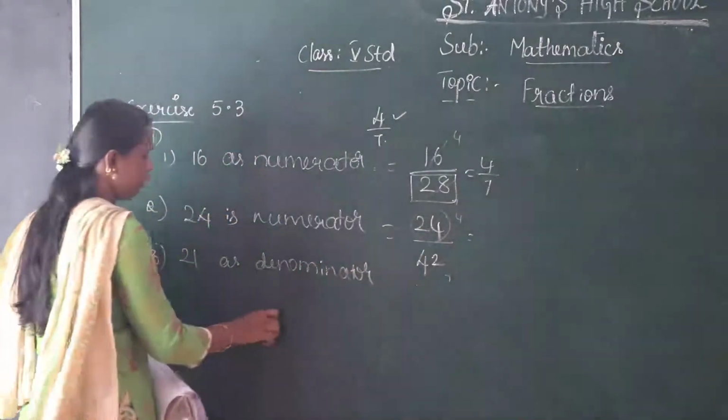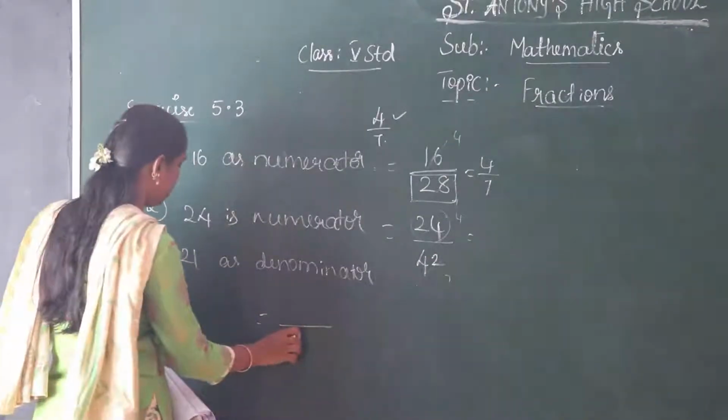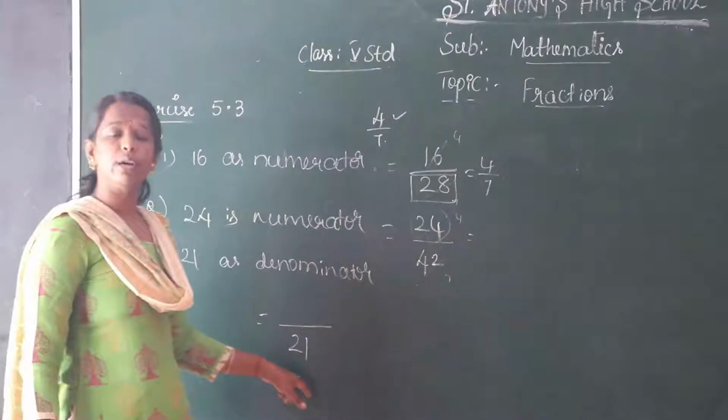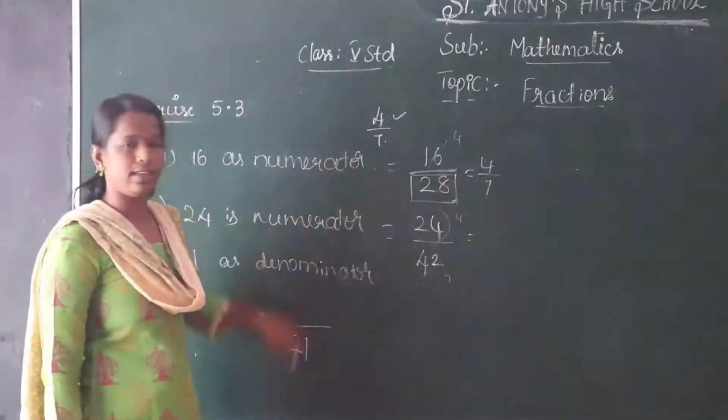So we don't have the numerator. So write down 21. So in the table, in which table is 21 present in 7s?